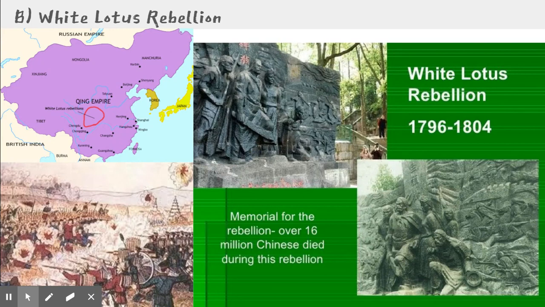This led to a massive rebellion in the later 1700s known as the White Lotus Rebellion, which did not end the Qing Dynasty, but did significantly weaken it and played a role in all the things that are going to happen to China in the 1800s. But all of that is a story for another time, as we'll return to the Qing Dynasty sometime second semester. So the White Lotus Rebellion was eventually put down, but as you can see here, 16 million people died, and it was incredibly devastating.